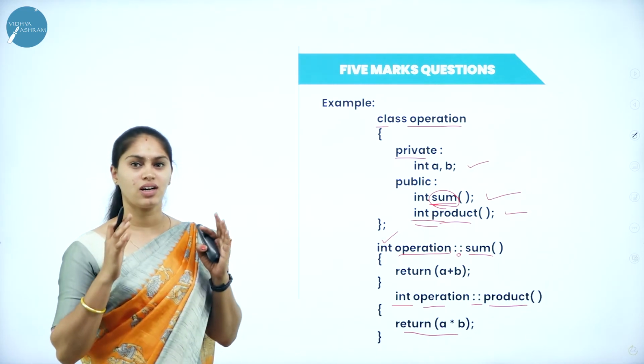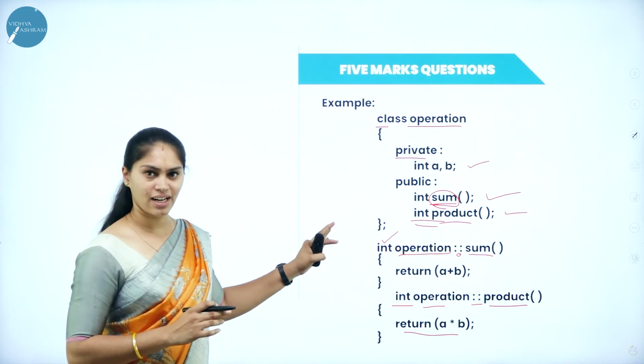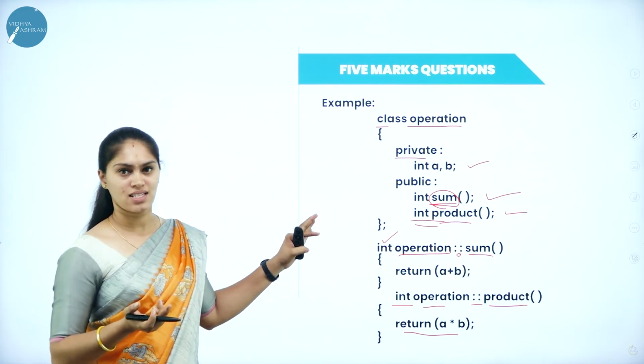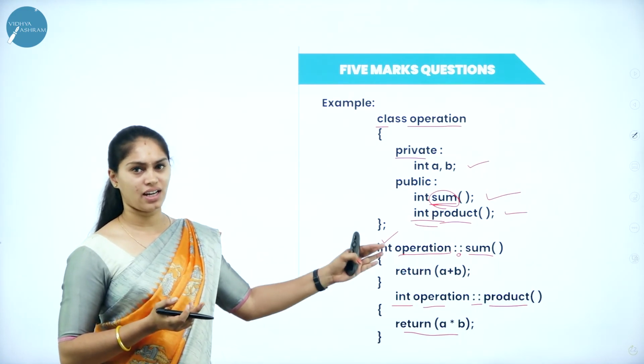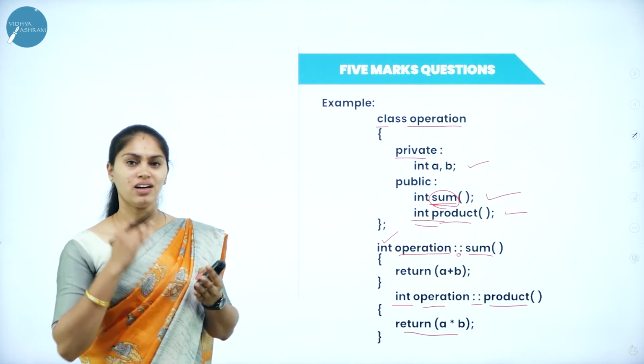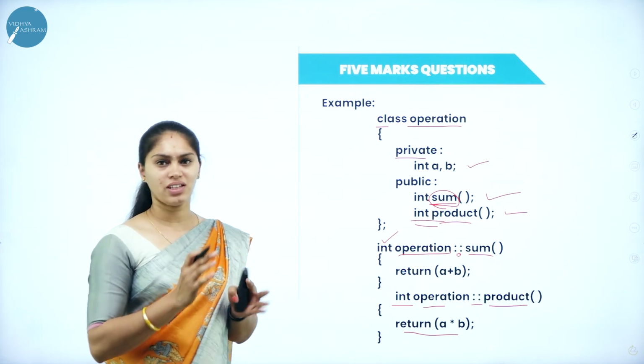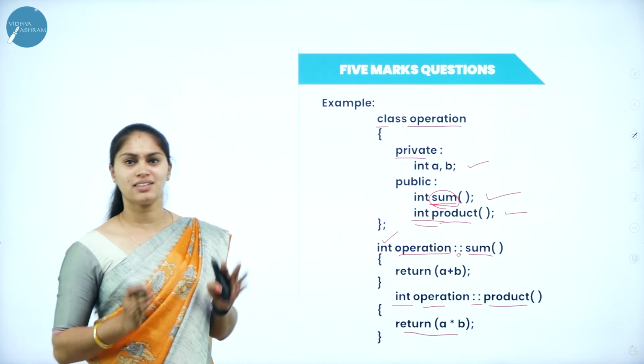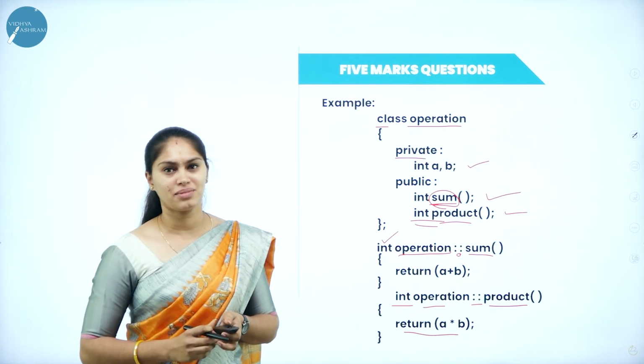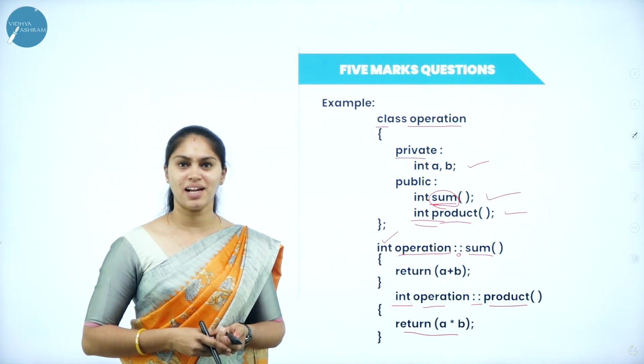Don't forget to read about inside a class definition and outside a class definition, class declaration and definition, and access specifiers, with any one access specifier with an example. This is the only content that you are supposed to learn from chapter 7, that is classes and objects.